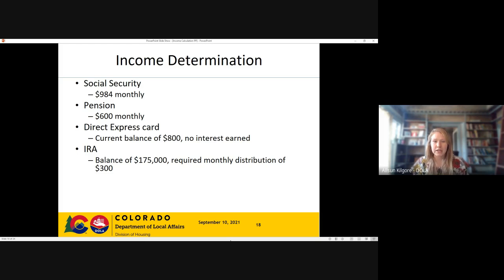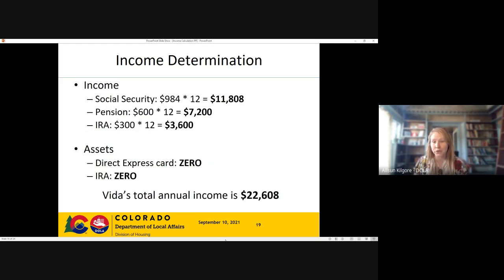So if there was no required monthly distribution, we would count the cash value of that, after any cost to convert to cash, as an asset. She is deriving income from the IRA. So in this scenario, that IRA is acting as an income source and should be verified with source documents as such. So in the next slide, we'll walk through how these amounts were treated and annualized.